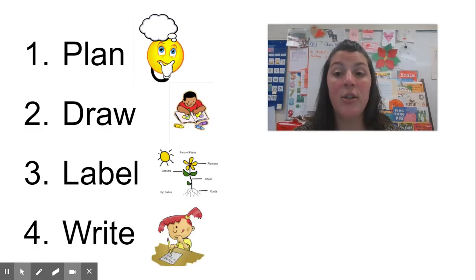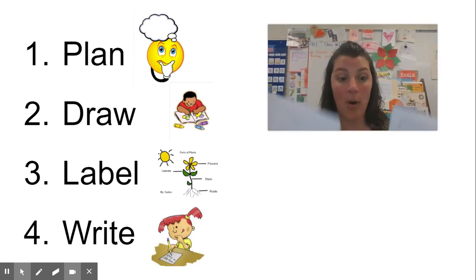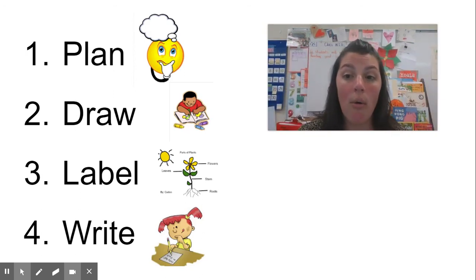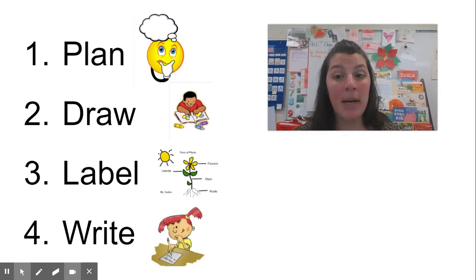Okay, friends, now it's your turn. I started by planning and drawing my new how-to book. I would love for you to get out some paper and start to plan and draw your new informational book. You can choose a how-to or an all-about book. When we come back tomorrow, I'll remind you of some other steps that we can follow to make our writing better.